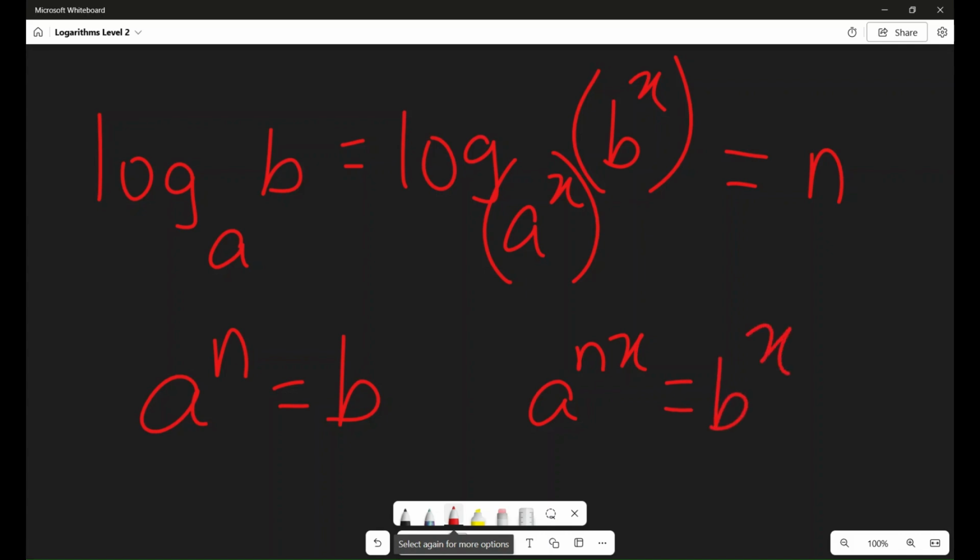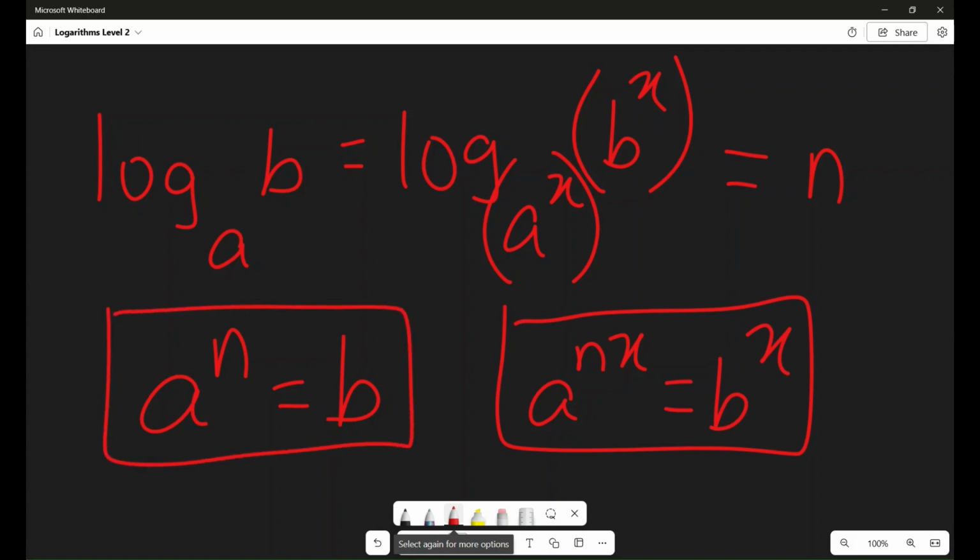And this makes perfect sense because if we take a closer look at these two equations, right, if we take the first equation and we take both sides to the power of x, we get the second equation. So that exponential property actually supports this logarithmic property.